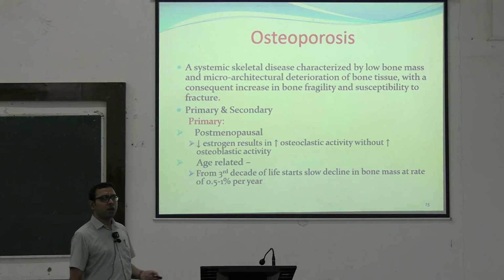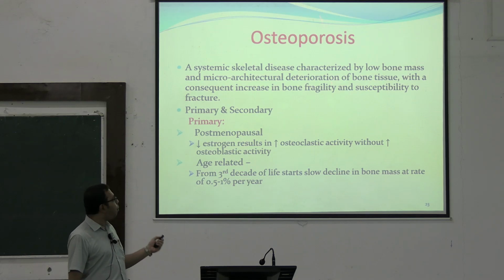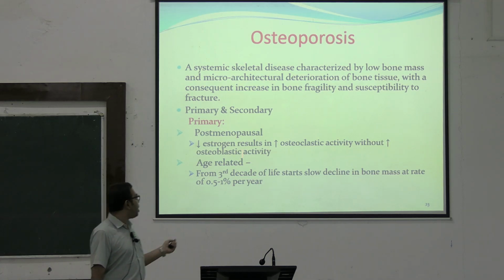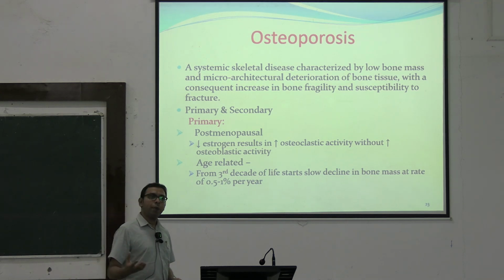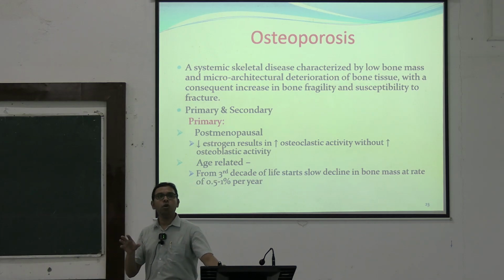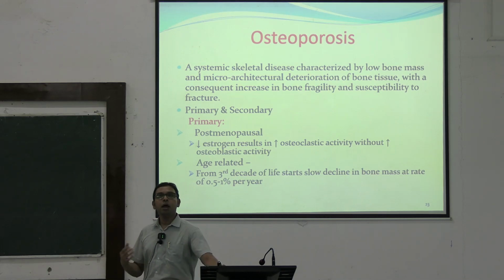Basically this is a systemic skeletal disease with low bone mass, microarchitectural deterioration, increased bone fragility and increased fracture. Primary and secondary: primary is most commonly postmenopausal and age related, meaning senility. Postmenopausal, because estrogen also helps in bone growth and bone remodeling. So when there is a sudden fall of estrogen in postmenopausal women, there will be most chances of osteoporosis.